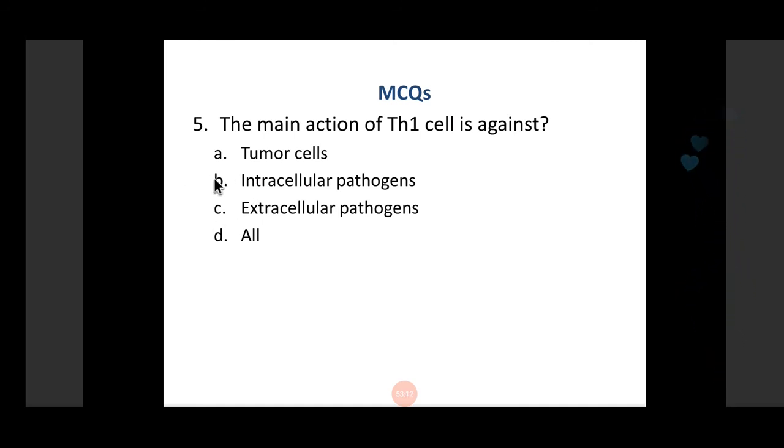What does Th2 cell do? Th2 cell activates B lymphocytes. B lymphocytes, once they get activated, convert into plasma cells. These plasma cells secrete antibodies. The antibodies, please remember, as a rule, can only bind with an extracellular pathogen because antibodies cannot enter your own cells. So the main action of Th2 cell through B cells and antibodies is against an extracellular pathogen.